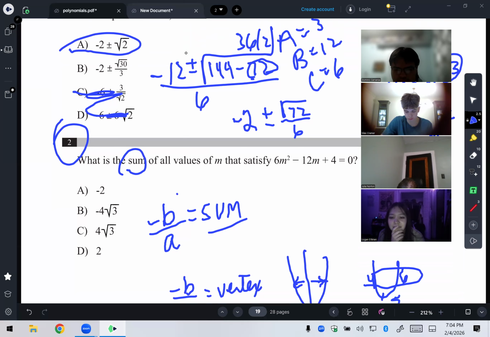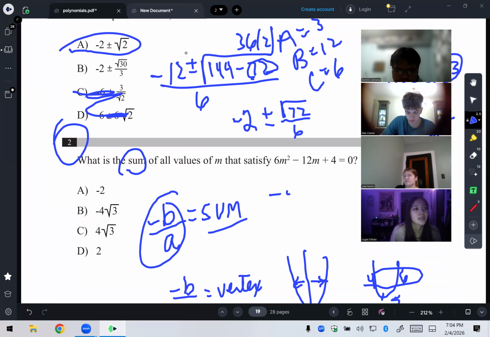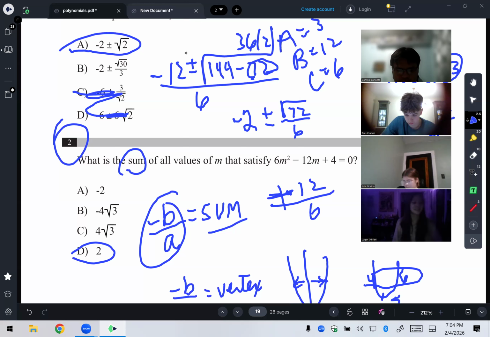So if you know this, all you have to do here is negative B over A, and 12 over 6 is 2. And you didn't have to find each of the solutions and then add them together. That would be a waste of time. If you went all the way into the quadratic formula, got one solution, then the other solution, you could add them, but it would take a while. Basically, because the plus or minus square roots cancel each other when you add them, that's why this works.